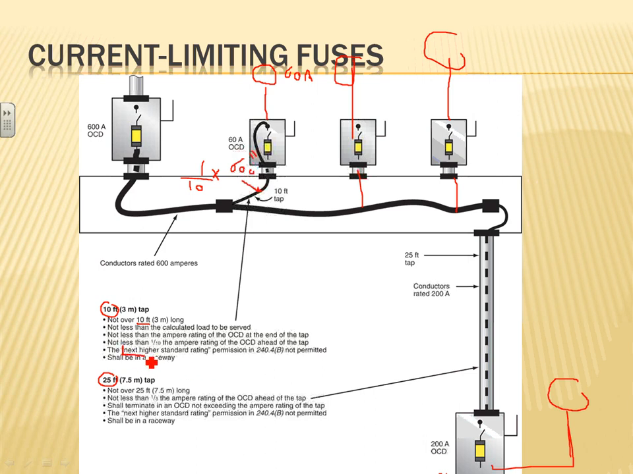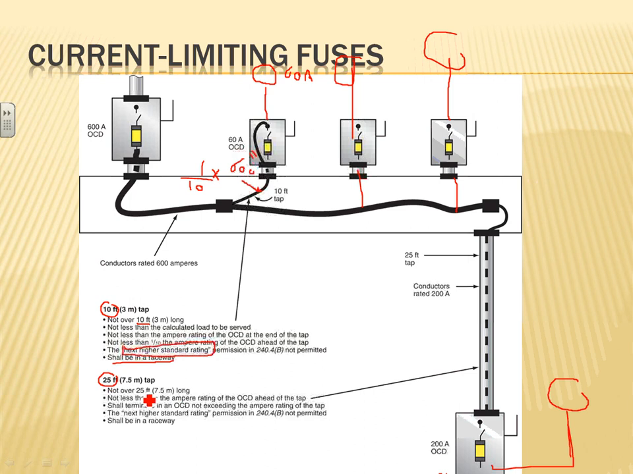And then the load cannot exceed what the conductor is rated for. This is interesting: the next standard rating that we talked about a minute ago is not permitted. So now this is where your conductor has to match your overcurrent protection device. You can't go to the next standard size up that we just talked about when you're doing tap rules. And it shall be in a raceway, so you have physical protection. Typically, we put them in a raceway.